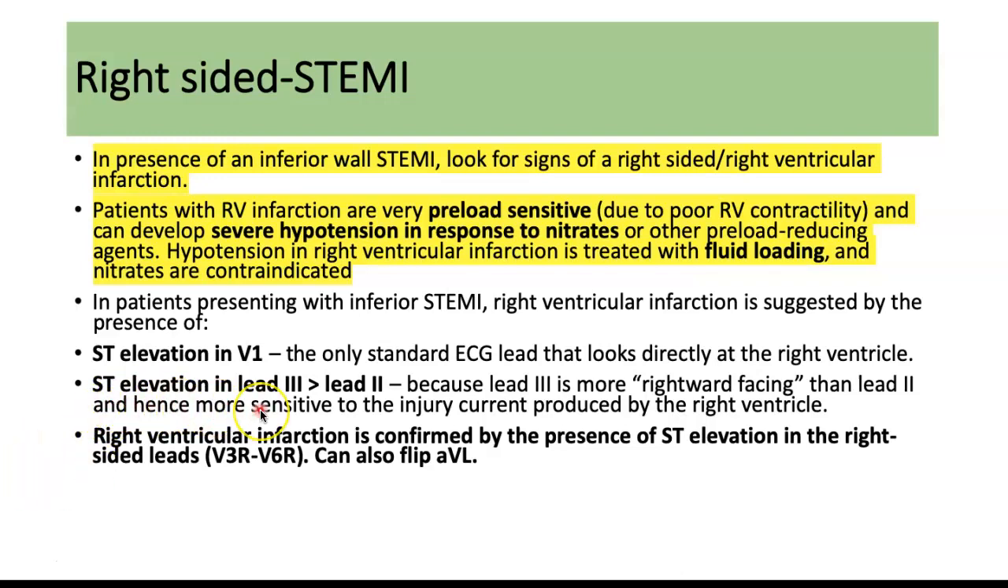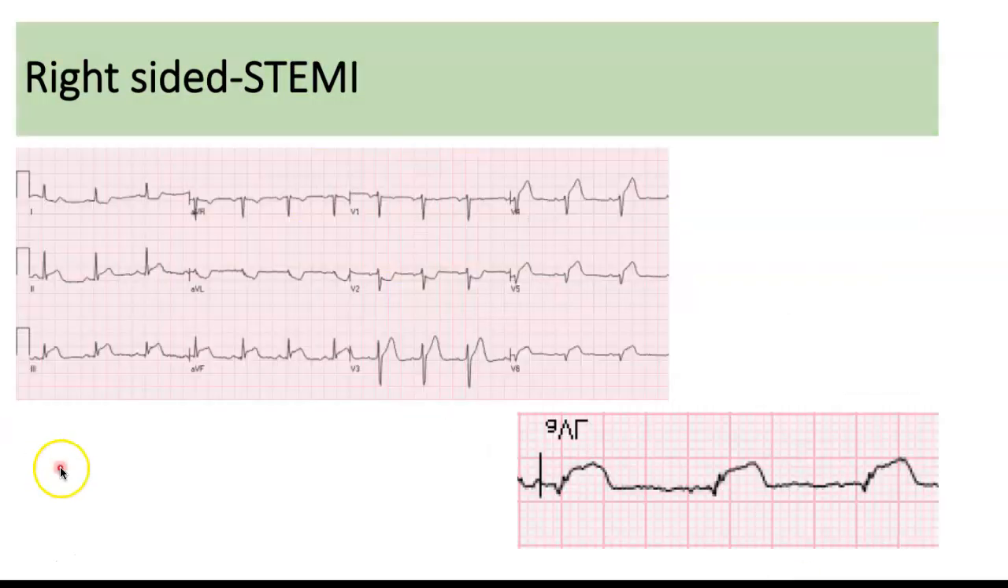The ST segment elevation is greater in lead 3 than in lead 2. So here again, the ST segment elevation is greater in lead 3 than lead 2. That's suspicious for a right-sided STEMI. In this case, the cardiac cath showed 100% proximal right coronary occlusion.